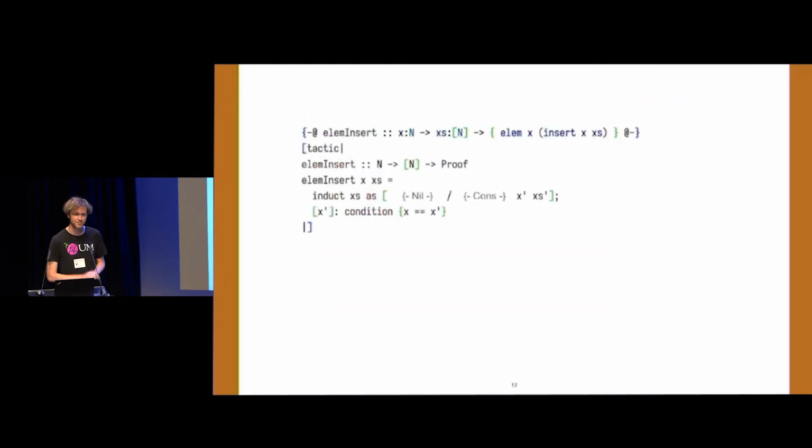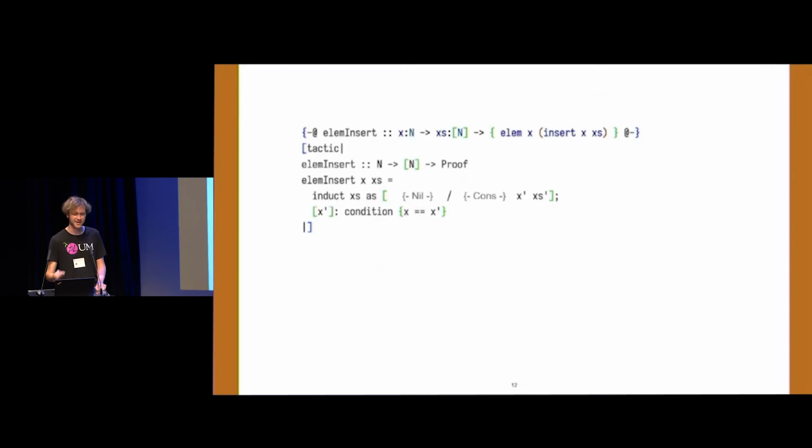So here's another proposition that we'd like to prove, LM insert. To describe it in English, we want to say that if we insert X into a list XS, then X is going to be an element of the result. Okay, straightforward enough. Well, how would we go about proving that? I've written here a proof macro script that encapsulates the idea of how you would describe this proof in natural language, just straightforwardly.